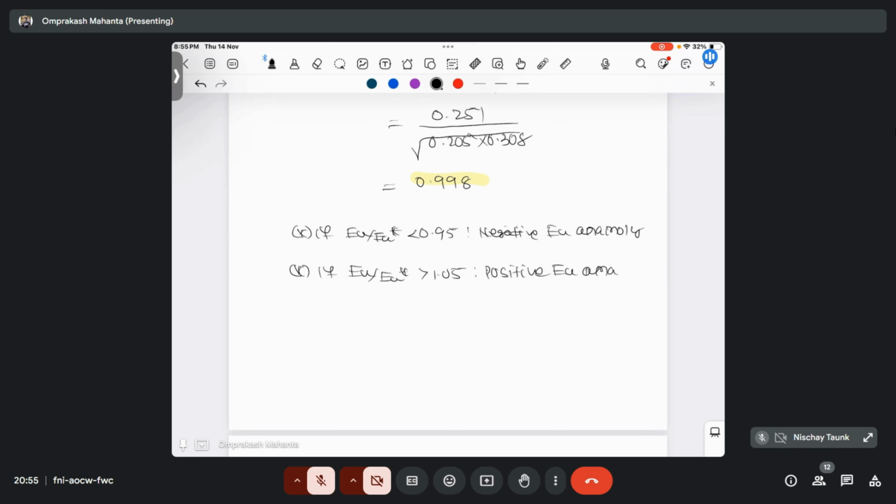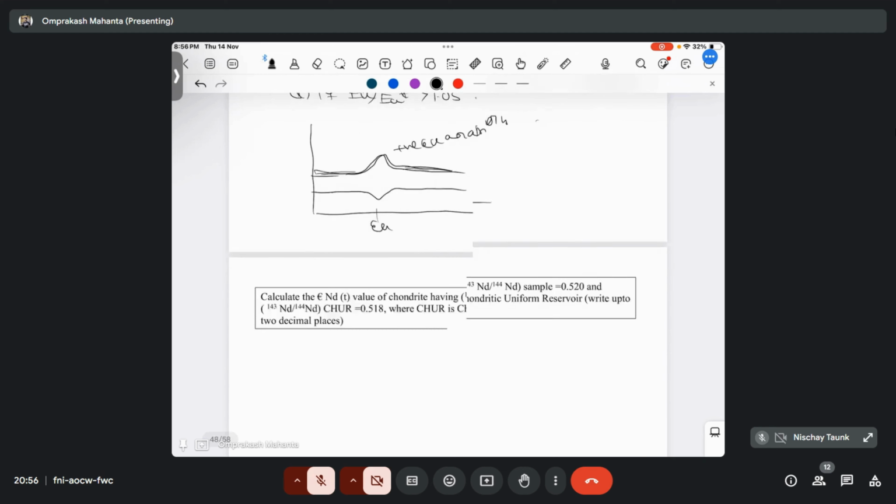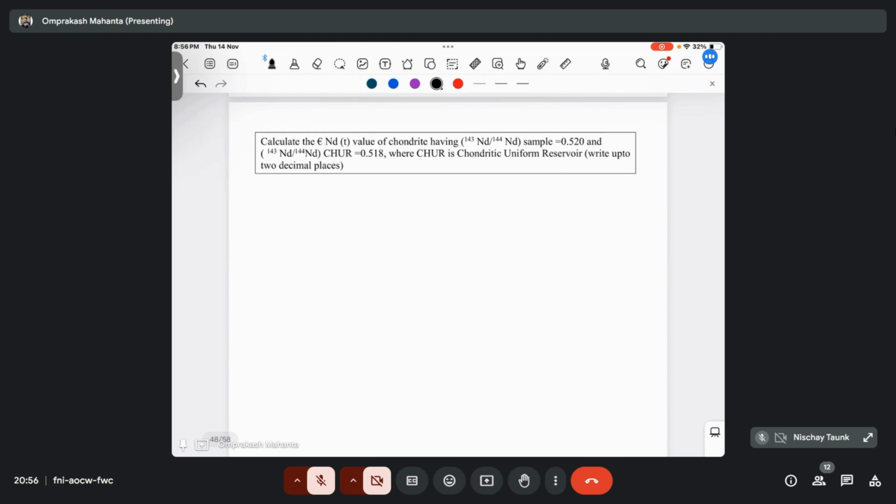Which mineral shows the Eu anomaly? That's plagioclase, na? It is showing your Eu positive anomaly in the crystal phase. In the melt it is showing a negative anomaly. That was shown by plagioclase. The rest of the elements, if you exclude Eu, behave in the same pattern in the case of plagioclase. Okay, let's move to the next one.